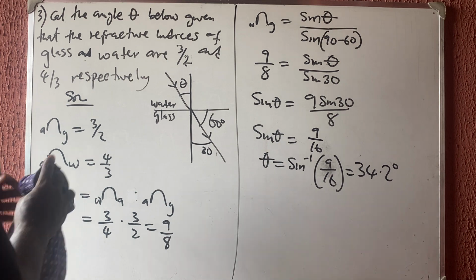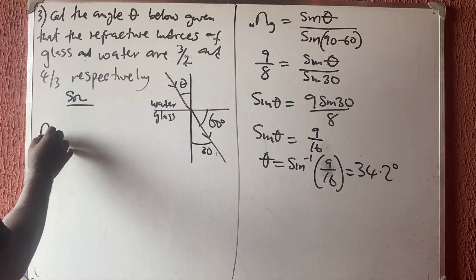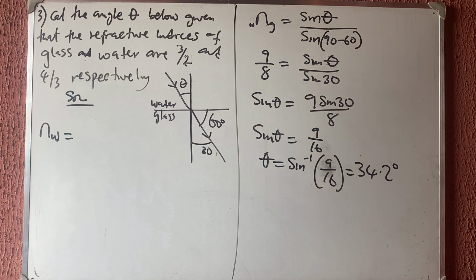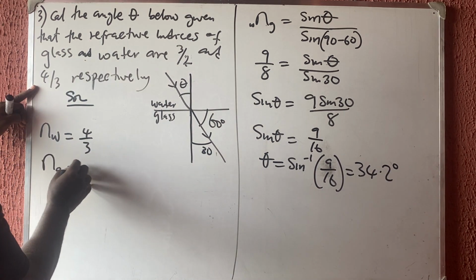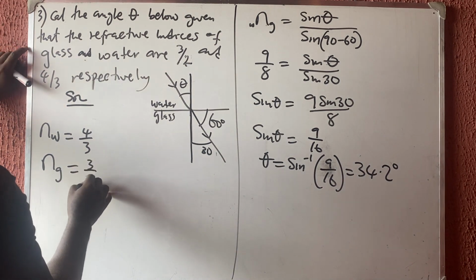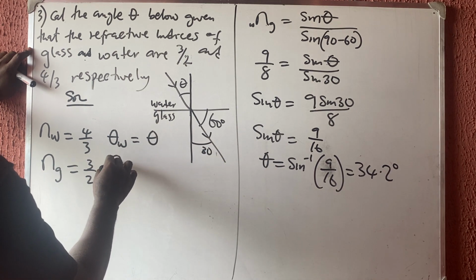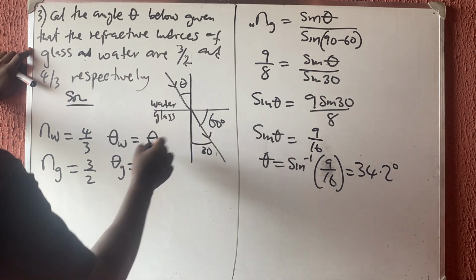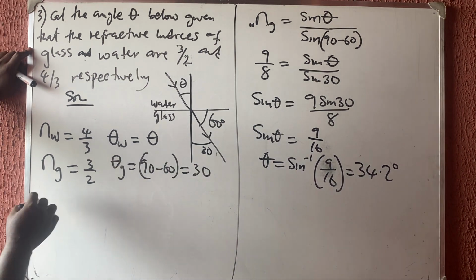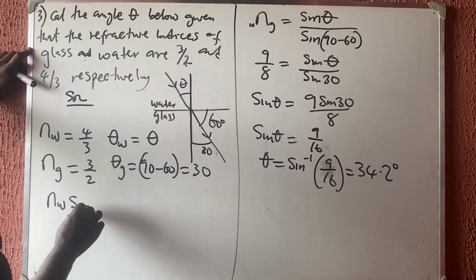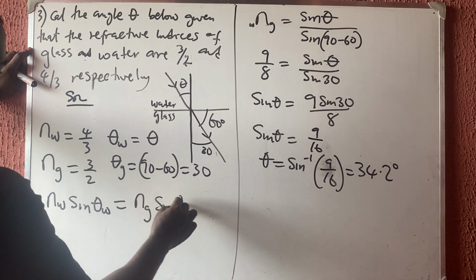Now let me use the other method to solve it. They gave me n of water as 4 over 3, and n of glass as 3 over 2. They gave me theta of glass as 30, not 60, because that is 90 minus 60, which is 30. You should know that n of water times sine theta of the same water is equal to n of glass times sine theta of the same glass.